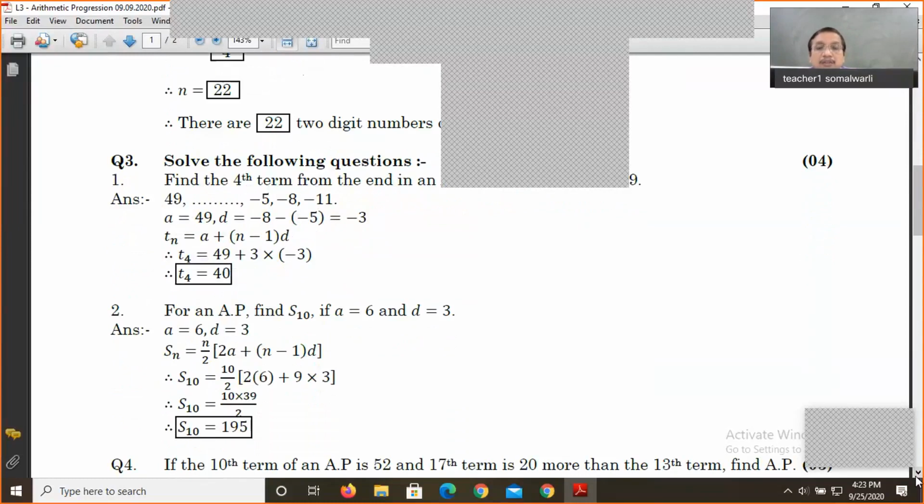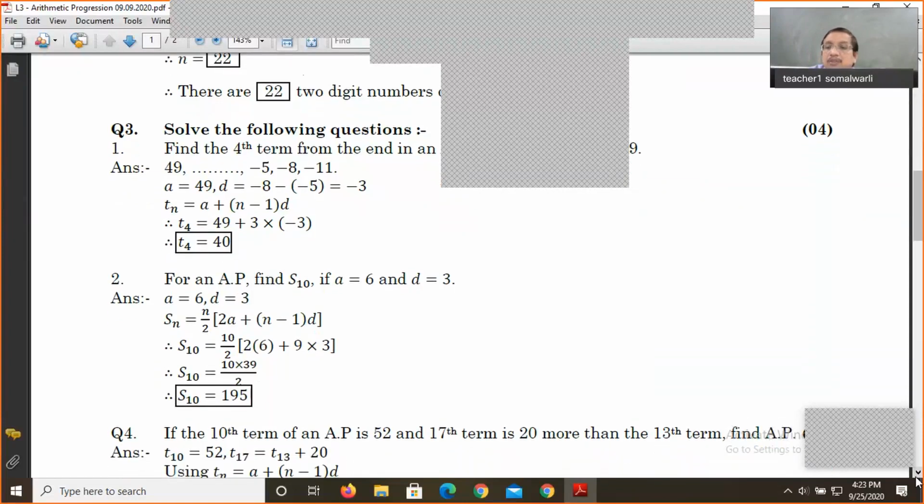Sn is n by 2 into 2a plus n minus 1 into d. Just putting the values. Inside the bracket, 2 into 6 is 12, 9 into 3 is 27, 12 plus 27 is 39. So S10 is 10 into 39 upon 2, and that gives, after simplification, S10 is equal to 195. It's simple, not so difficult.